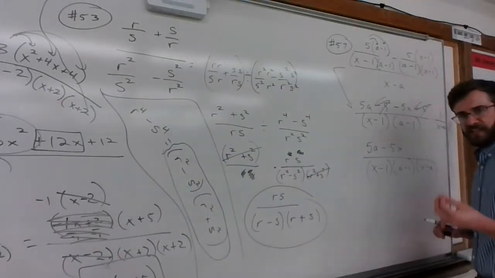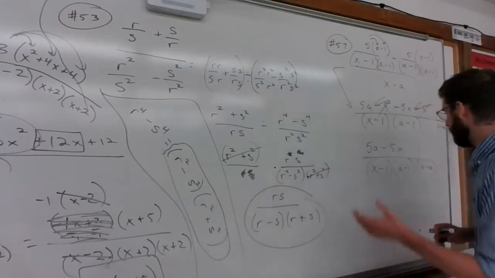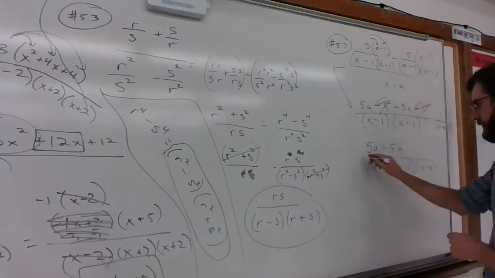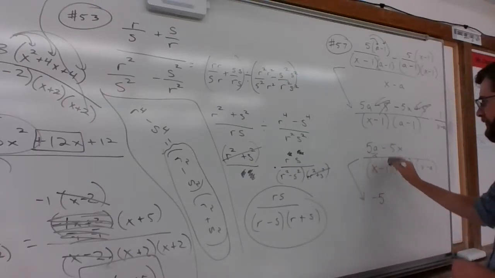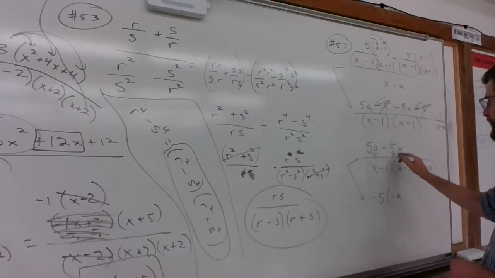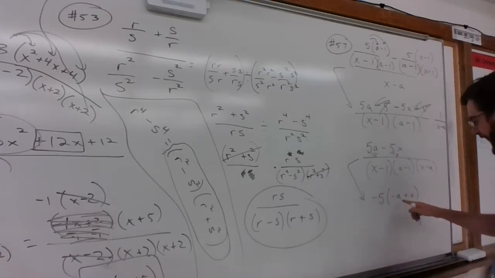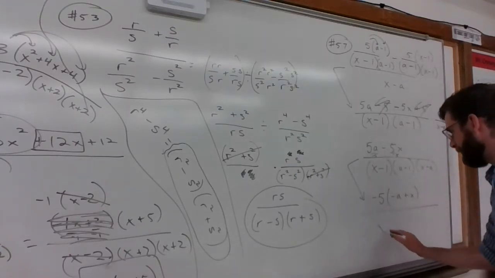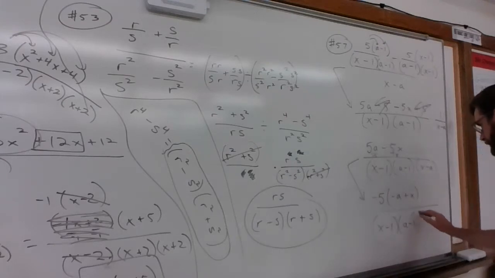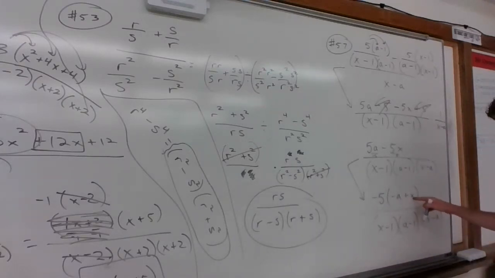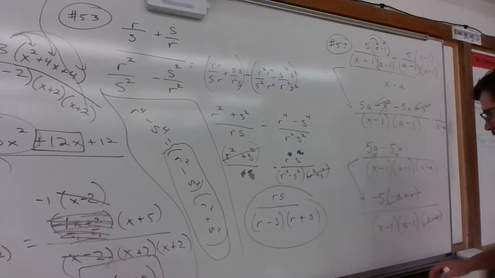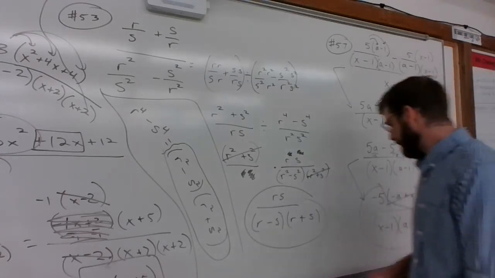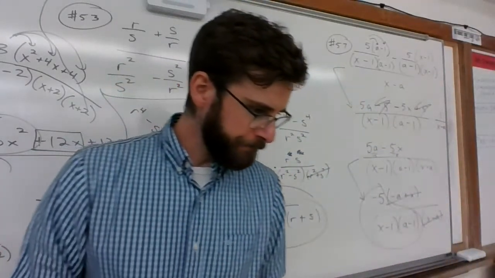So to create cross-cancellation here, or just simplification, I can factor out a negative 5. So if I divide this by negative 5, I get negative a. If I divide this by negative 5, I get positive x. See, now I've matched x minus a on the bottom. This is technically x minus a. So x minus a divided by x minus a simplifies. So here's our final answer. Negative 5 over x minus 1 times a minus 1.